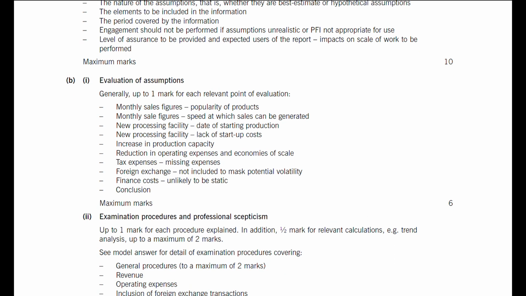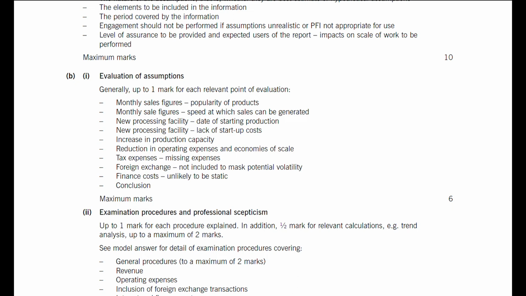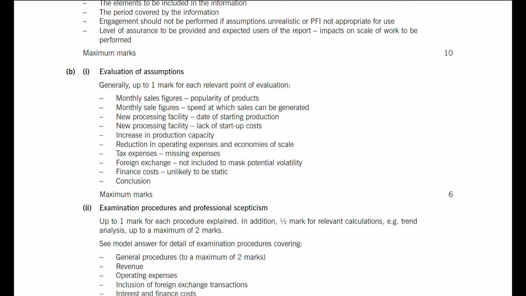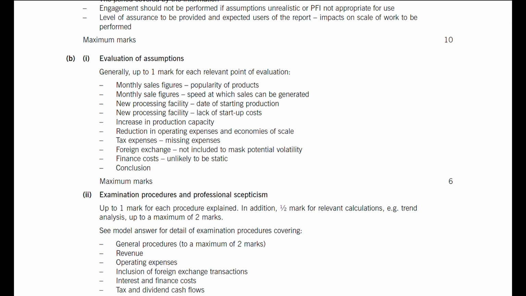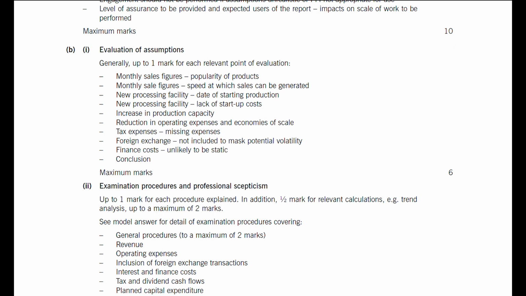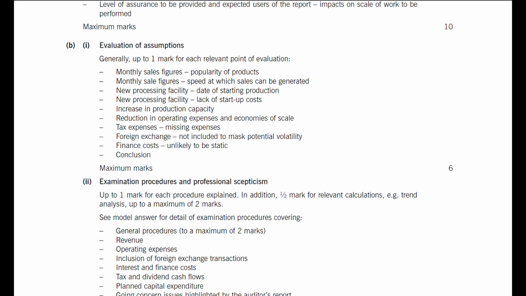B. Evaluation of assumptions. Monthly sales figures. Popularity of products, the speed at which sales can be generated, new processing facility, date of starting production, lack of startup costs, increase in production capacity, reduction in operating expenses and economies of scale, tax expenses, missing expenses, foreign exchange not included to mask potential volatility, finance costs unlikely to be static.